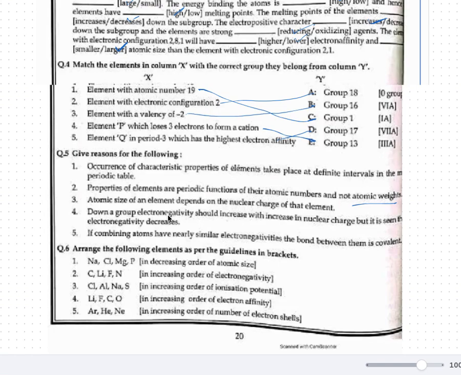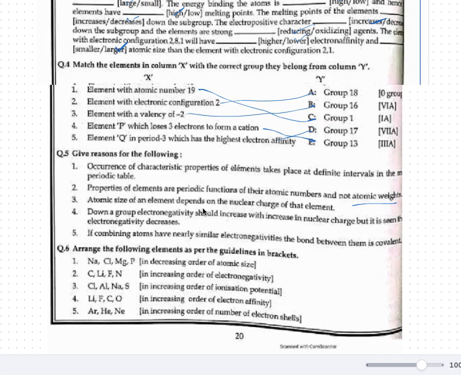Down a group, electronegativity should increase with nuclear charge, but it is seen that electronegativity decreases. What they are saying is it should have increased because nuclear charge is increasing. It should have gone higher, but it is just the opposite. Electronegativity decreases as we go down a group.